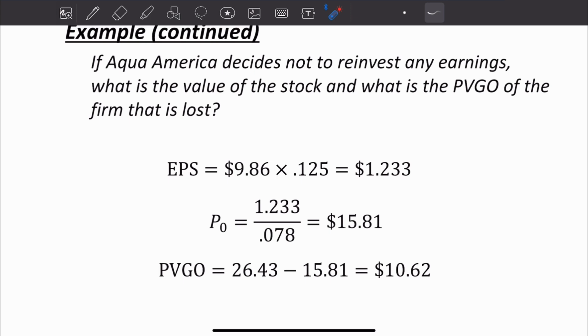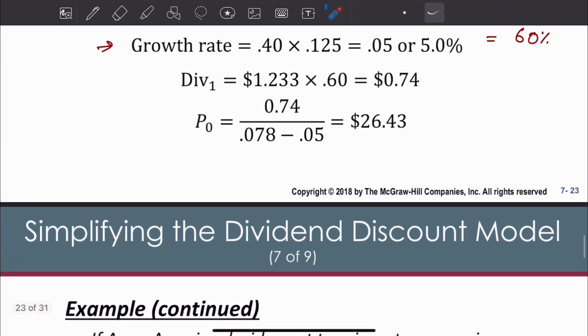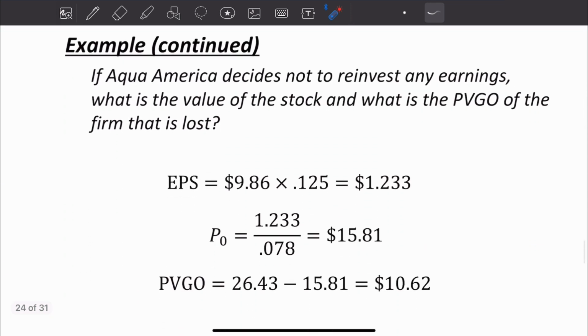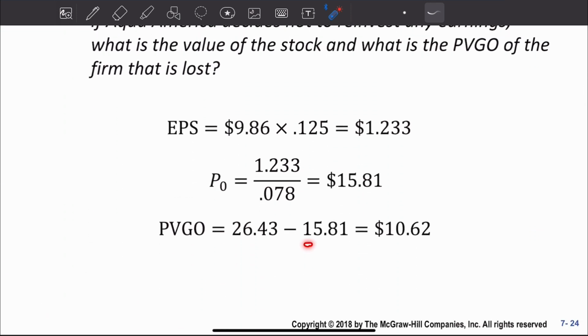Now, how do we calculate the present value of growth opportunities? It is going to be the difference between the price without growth and the price we calculated earlier with a 5% growth expected in the dividends. Okay, so $26.43 minus $15.81, that gives us $10.62.